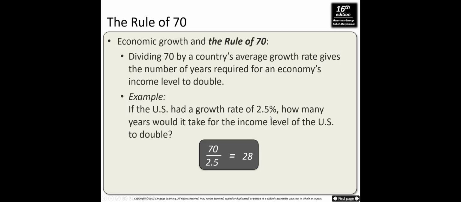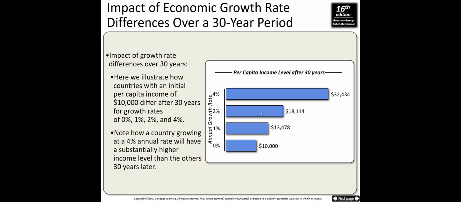Now let's talk about the Rule of 70. The Rule of 70 says that dividing 70 by a country's average growth rate gives the number of years required for an economy's income level to double. For example, if the US had a growth rate of 2.5%, the US needs 28 years to double its income. How do we find this? Divide 70 by 2.5 and that's 28. So if the average income level is now $60,000, it takes 28 years, and it will double to $120,000.